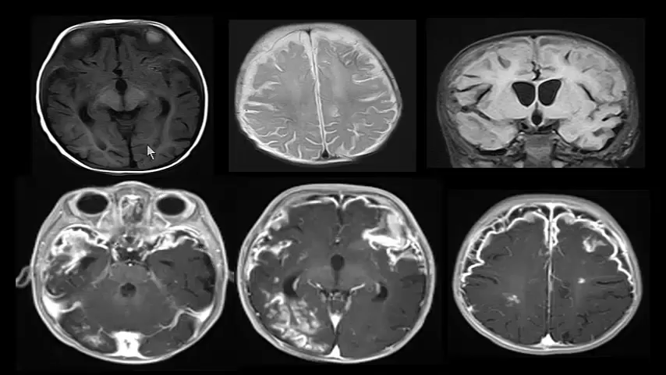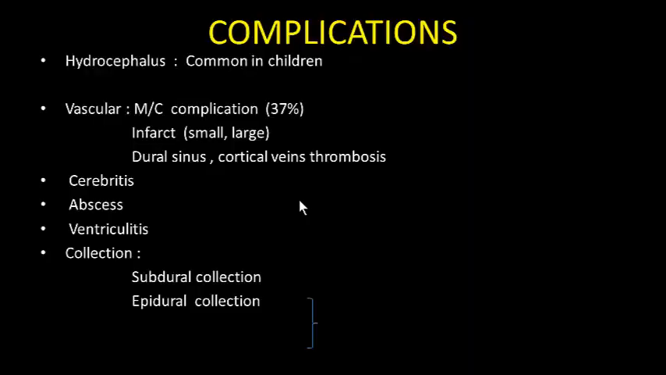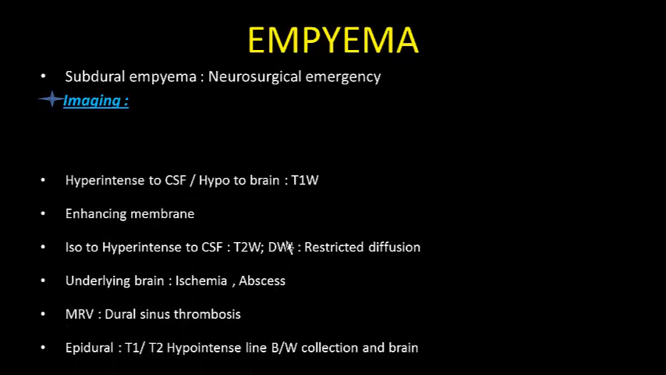Here is an example of a complicated bacterial meningitis. You can see early cerebritis formation here. There is a subdural enhancement that you can see across the area. So the complication could be in the form of hydrocephalus, vascular complication, cerebritis, abscess formation, subdural collection or epidural collection, which is a differential diagnosis of empyema.